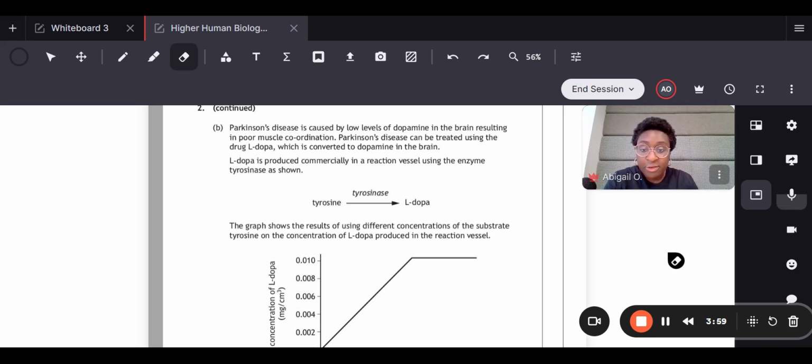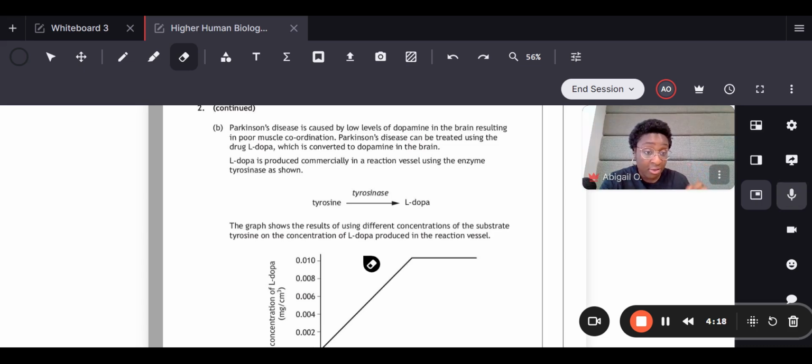Question 2b, Parkinson's disease is caused by low levels of dopamine in the brain, resulting in poor muscle coordination. And Parkinson's disease can be treated using the drug L-DOPA, which is converted to dopamine in the brain. L-DOPA is produced commercially in a reaction vessel using the enzyme tyrosinase. I always struggle with these names, as shown.